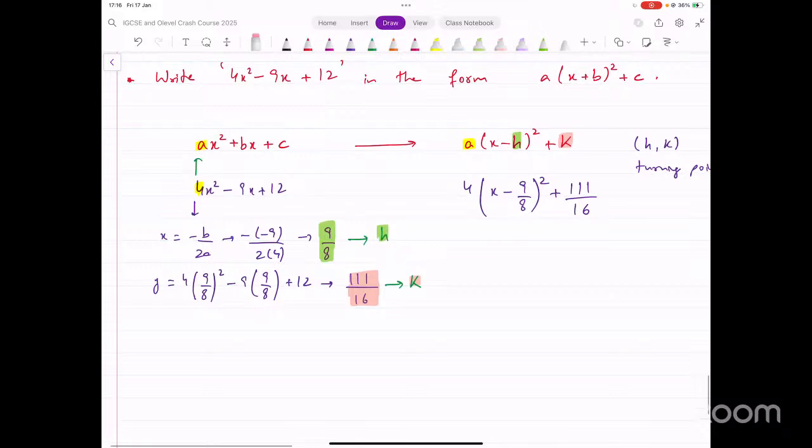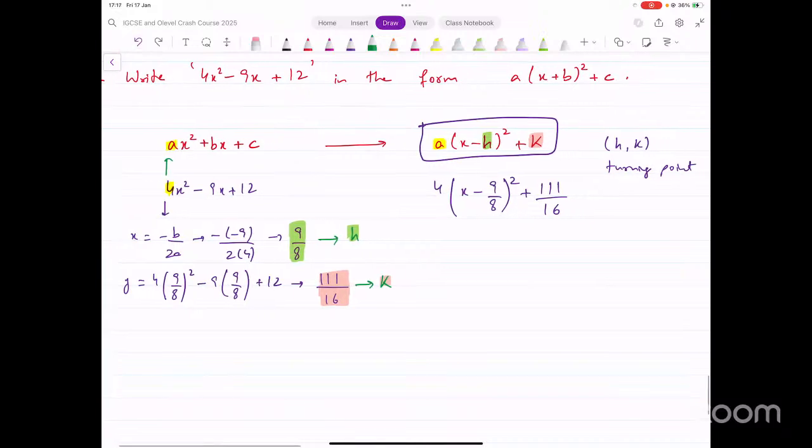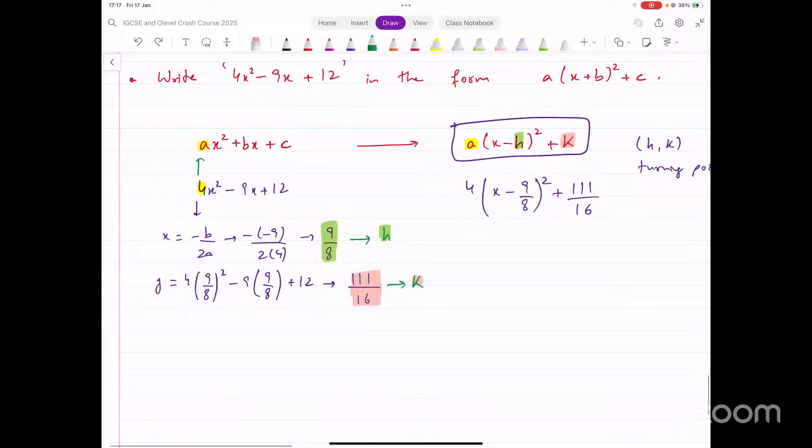So how do you complete the square for any quadratic expression now? What you have to do is memorize this form. This is the standard completed square form, a into x minus h whole squared plus k. A is going to be the same as the a in this form. That's 4 in this case. H and k are the coordinates of the turning point. Find the turning point using the minus b over 2a formula. Find the x coordinate, find the corresponding y coordinate. Put those values of h and k in the function, and that will give you that completed square form.